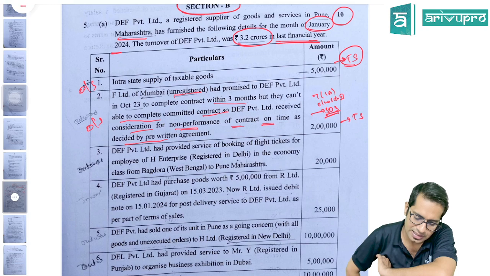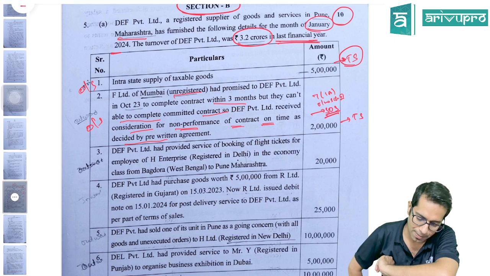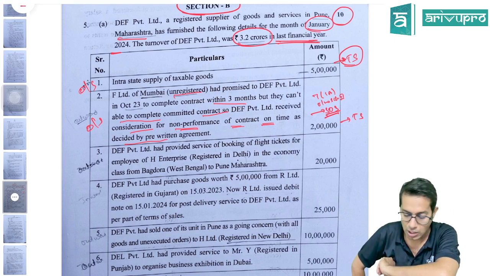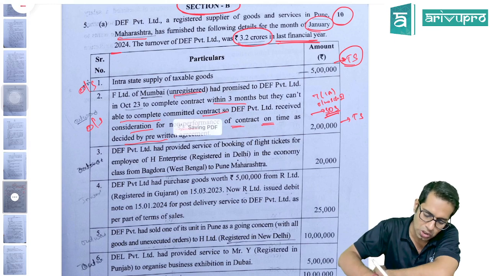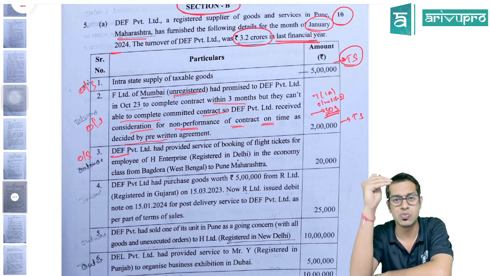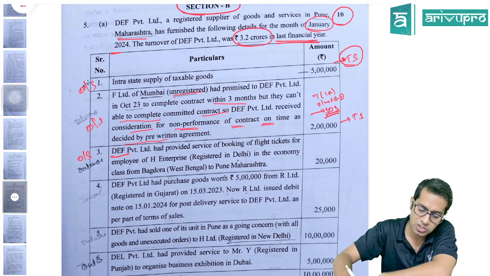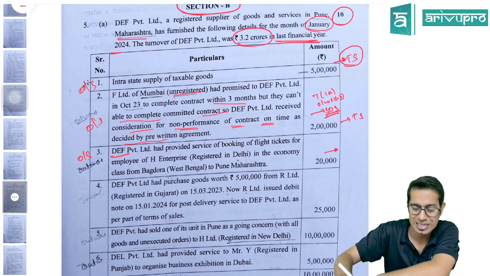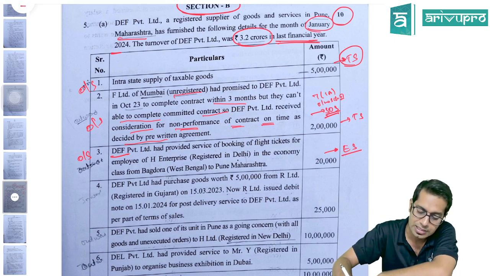D Limited had provided a service of booking of a flight for an employee of H Enterprises in economy class from Bagdogra to Pune, Maharashtra. So they have also given services. It is also an outward supply. They have given a service of booking aeroplanes. And how much have they charged, sir? They have charged 20,000 rupees. Is it taxable? Answer is no, it is not taxable. It is an exempt supply.